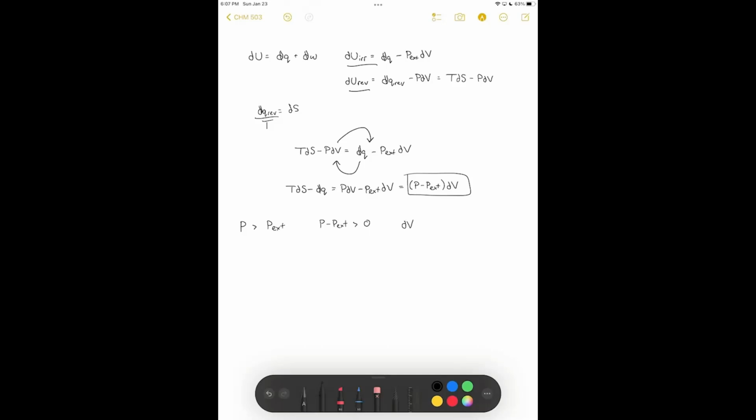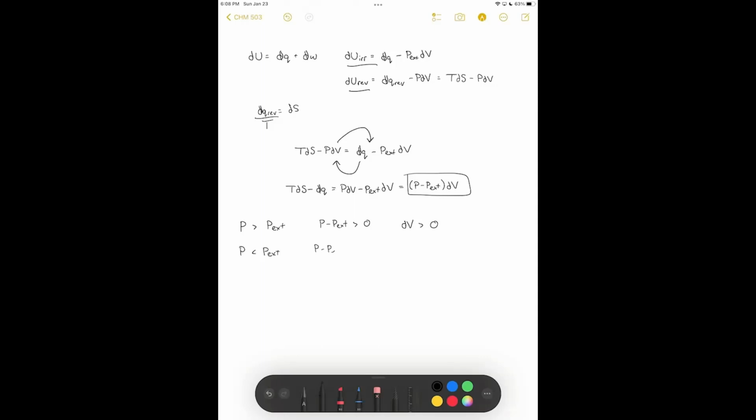So if the system pressure is larger than the external pressure, the system will naturally expand. That means the final volume will be greater than the initial volume, and the change in volume dV will be greater than 0 as well. What if we have the opposite scenario? What if the system pressure is less than the external pressure?